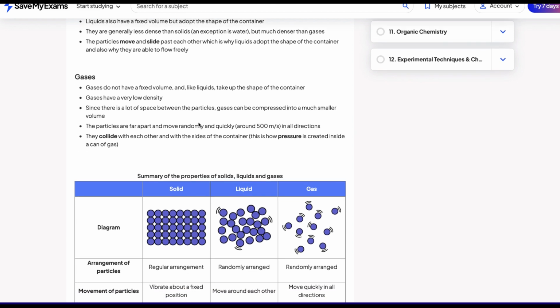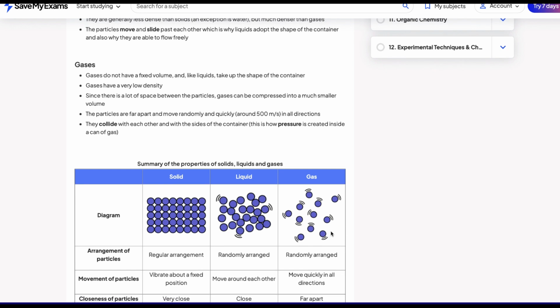Now, in the case of gas, the gas does not have a fixed shape, neither does it have a fixed volume. The particles are spread out, they're far apart, and they are able to move very randomly. So in terms of arrangement, they are far apart, and in terms of their movement, they move randomly. Okay, so that's for gas.